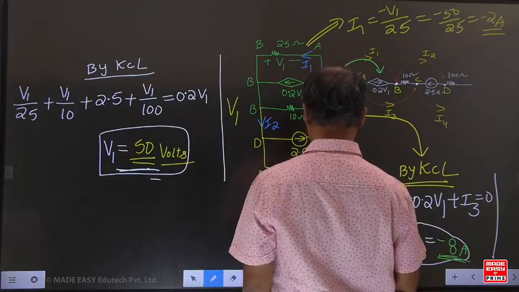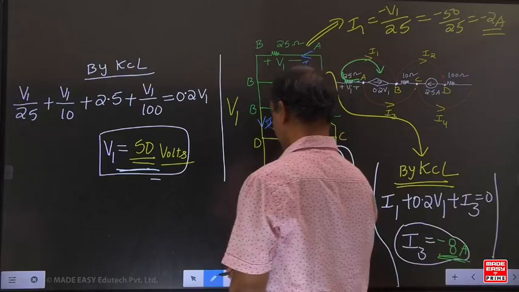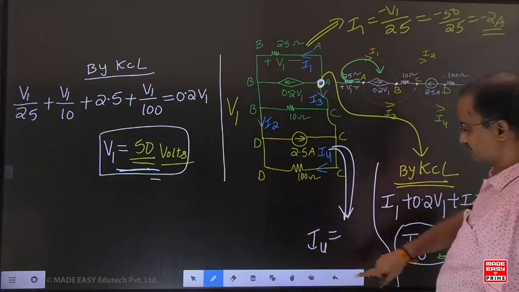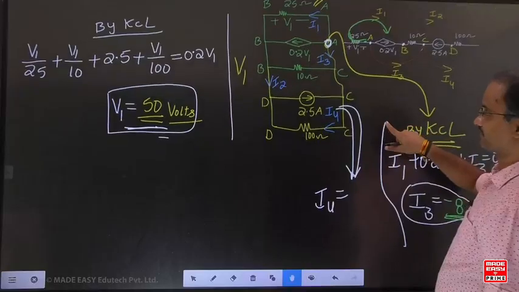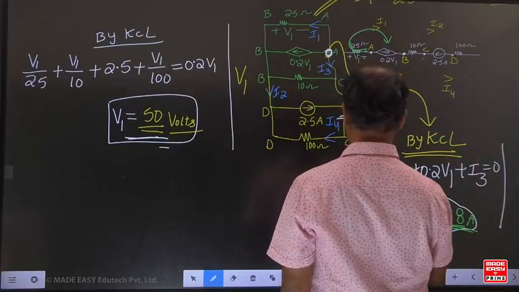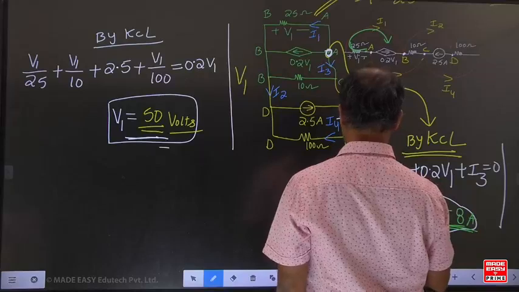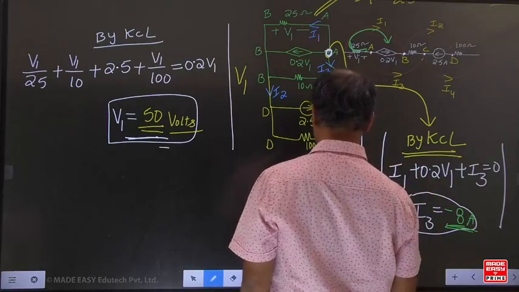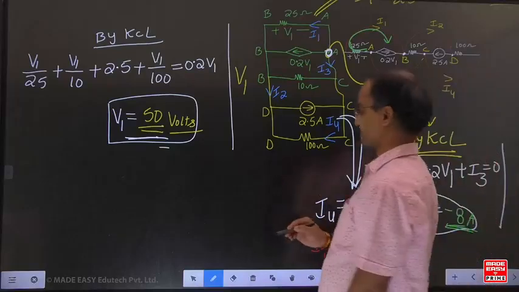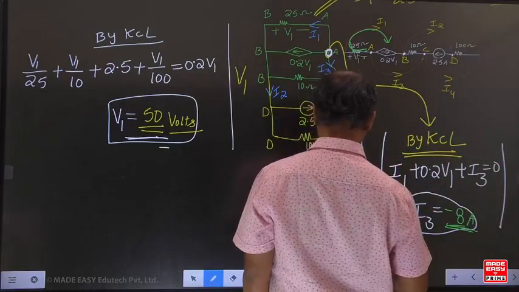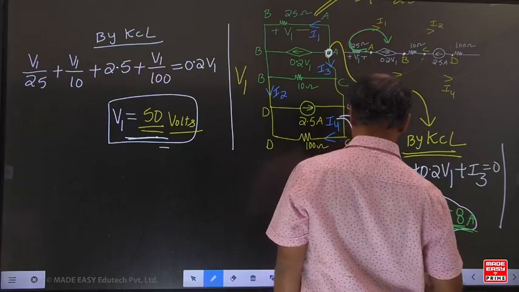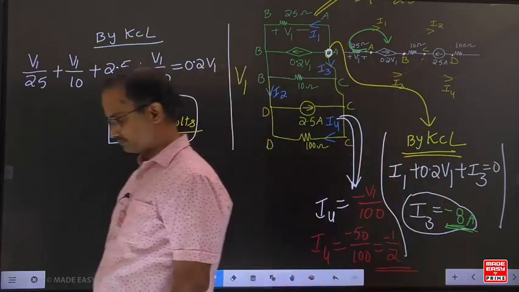हाँ, इधर I4 कंक्लूड करने के लिए, then how to write the equation? Current has to go from higher potential to lower potential. Minus V1 by 100. इधर V1 वैल्यू कितना है? 50. Minus 50 by 100. Then what is the answer? Minus 1 by 2.